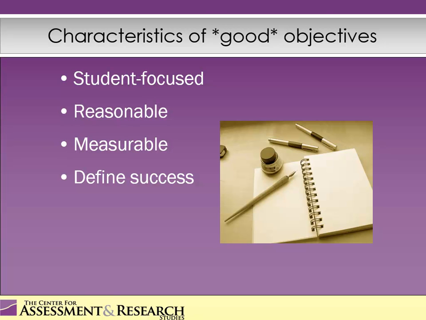A good objective is also reasonable. That is, it reflects learning or development that the student can accomplish in the course of the program. Another characteristic of a good objective is that it's measurable. Student learning and development should be represented by observable, measurable statements. Objectives that use words such as know and understand are usually not specific enough to be measurable. Lastly, a good objective should define success, meaning that it should specify acceptable student performance or criteria for success.